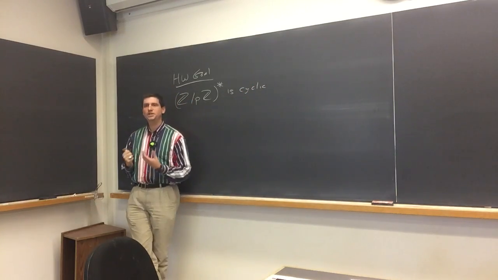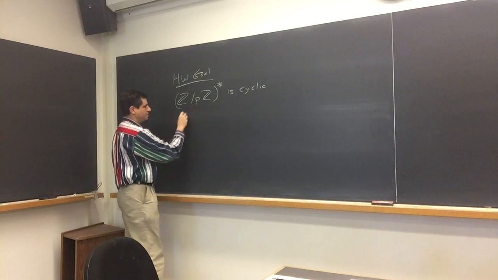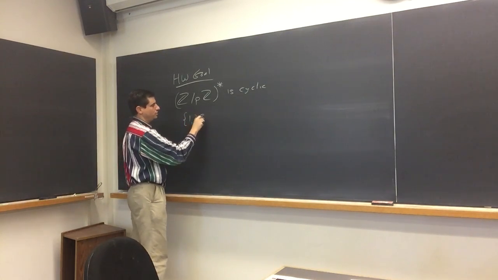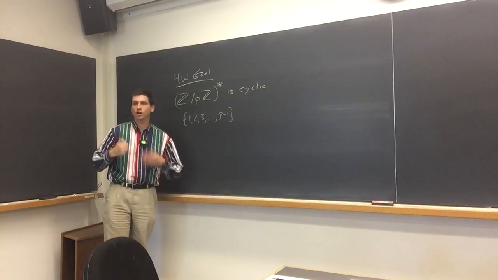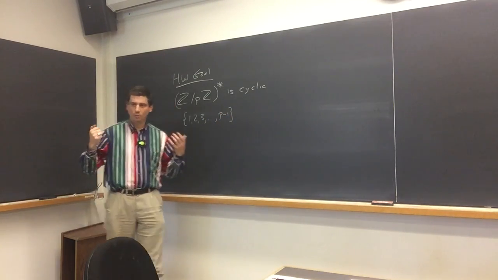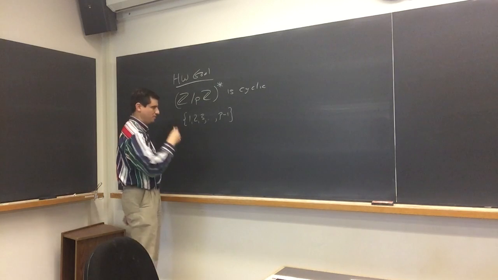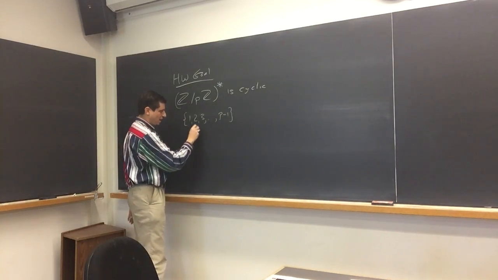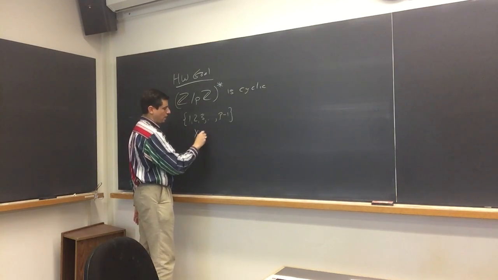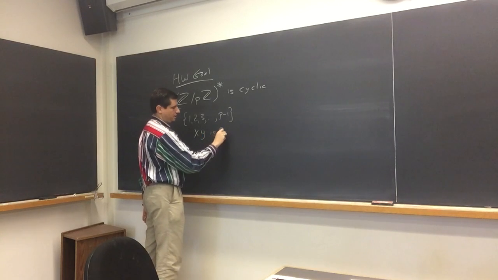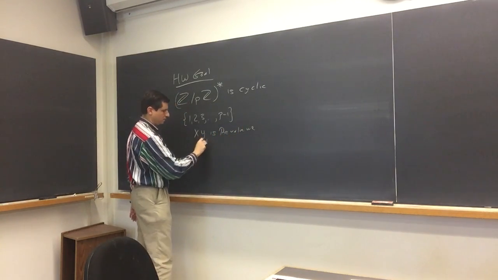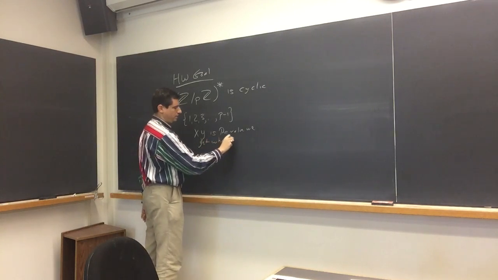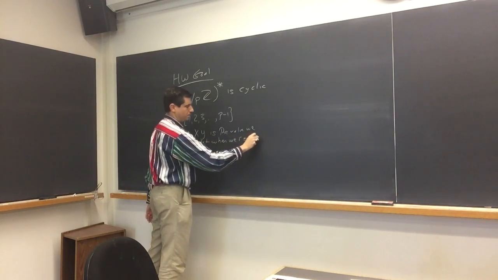Now the question might be, why do you care that this is cyclic? So remember that this is the set of numbers 1, 2, 3, ..., p minus 1, where we're doing all operations modulo p. So remember, because we have some guests here today, x times y is the value we get when we reduce mod p.